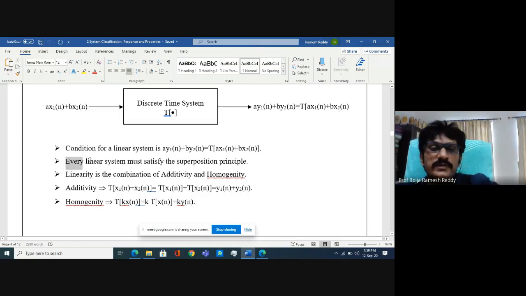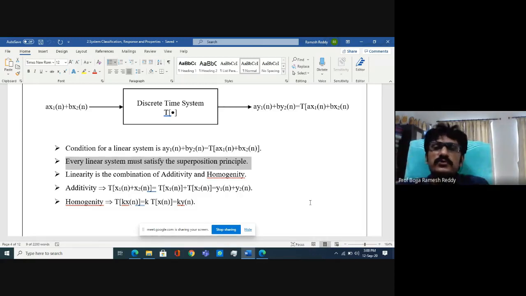And an important point: every linear system must satisfy the superposition principle. All of you know the superposition principle. If we have a big circuit and our task is to calculate the current flowing through a particular element, or the voltage across a particular element, then what do we have to do? Use only one source, which may be a current source or a voltage source, and evaluate the current. Use only the second source, evaluate the current. Use only the third source, evaluate the current. The final total current flowing through that element is the algebraic sum of all those, which is called the superposition principle.